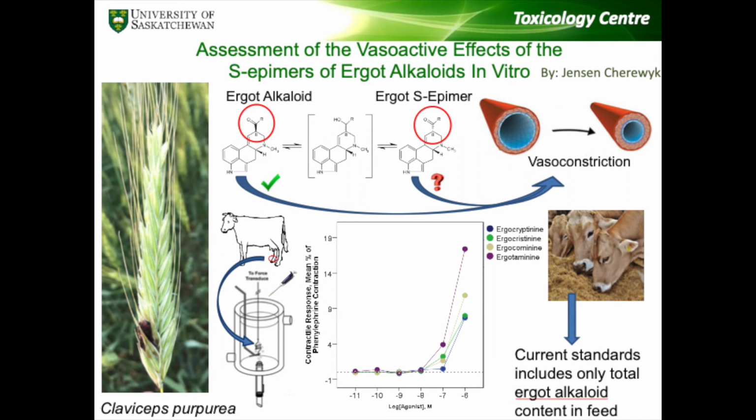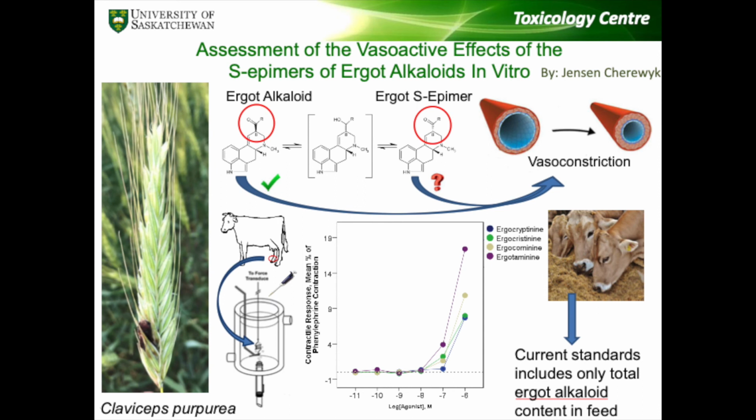On the graph, contractile response is on the y-axis with concentration on the x-axis. We can see with increasing concentration, there's an increase in contractile response. We first saw contraction at a concentration of 10 to the minus 7, and the contraction increased at the next highest concentration of 10 to the minus 6. At the highest concentration, we can also see different levels of contractility of each ergot S-epimer. This indicates that the S-ergot epimers have different potencies.